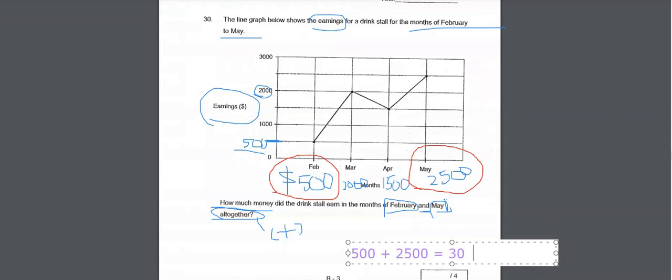is $3,000. Okay, we need to add a dollar sign. Don't forget to add your dollar sign, all your different signs when you're doing it. So altogether in February and May, we have $3,000 earning. Okay, so this is how you do it. Now let's go on to the next graph question.